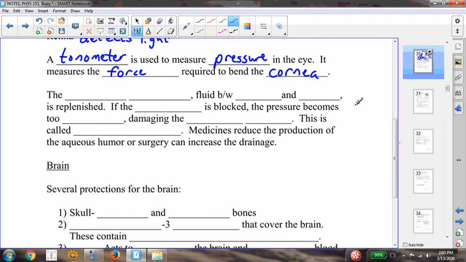The aqueous humor, oh, I'm sorry. No, that's right. That's the fluid between the cornea and the lens.